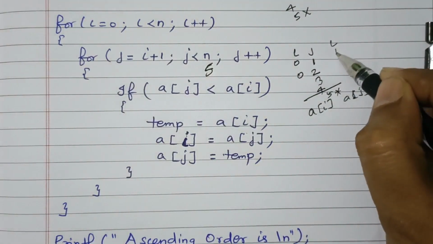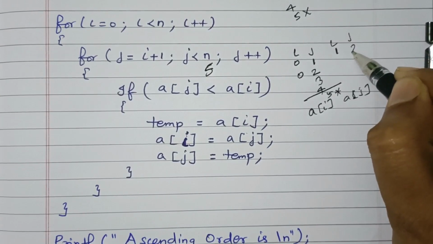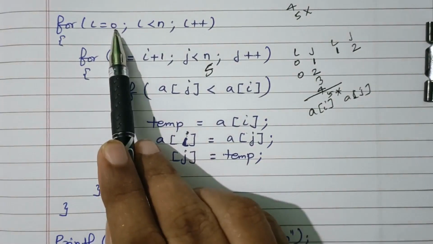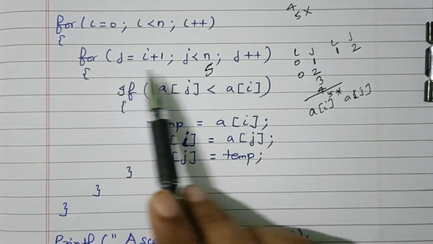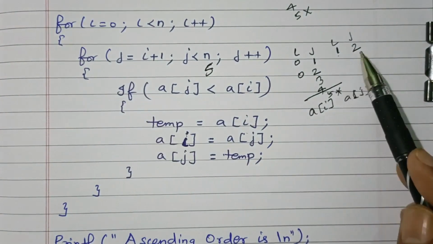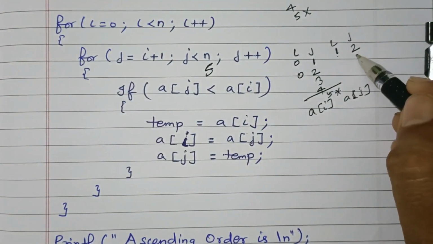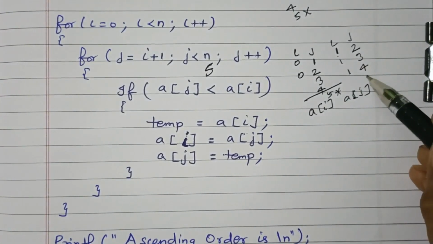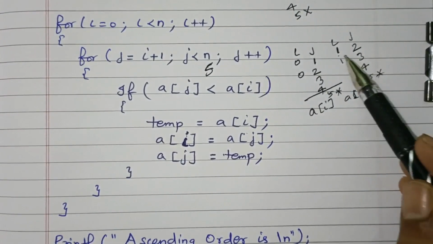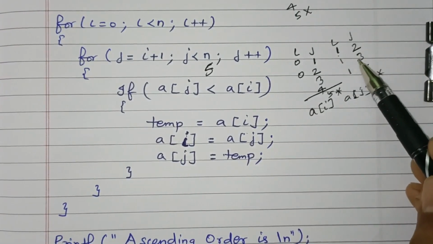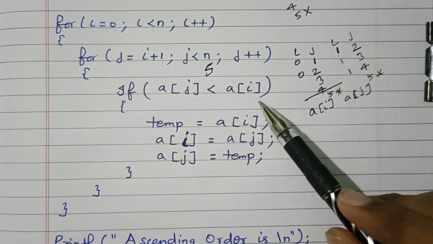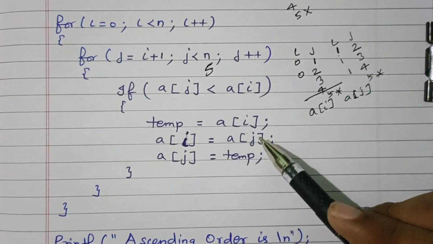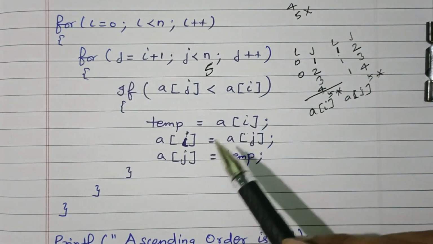Now i becomes 1. When i is 1, automatically j is 2, that is, i plus 1, 1 plus 1, j equal to 2. That is, the second number is compared with the third, fourth and fifth numbers. i remains 1. When j is 5, it is terminated, right? The second number is compared with the third, fourth and fifth. So if the condition is correct, it will be interchanged, right? Like that it will process all 5 stages.